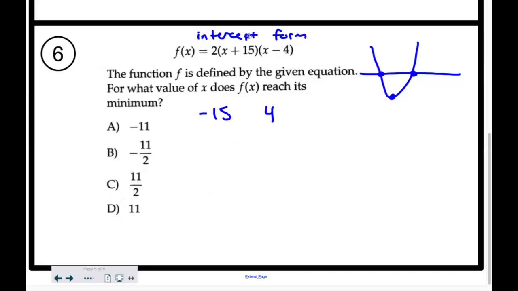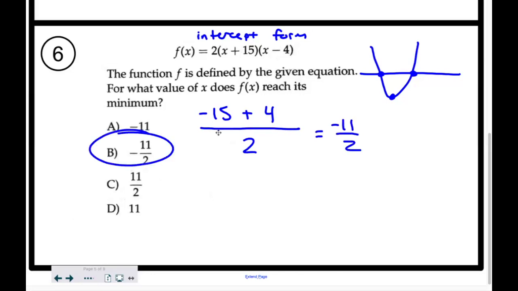So if I just quickly find the x-intercepts and then I add them up and divide by 2, that's going to give me the x-coordinate of the vertex. So that's just negative 11 over 2. So I feel like if you know that, you can do that in your head quicker than it would take to type this into Desmos.